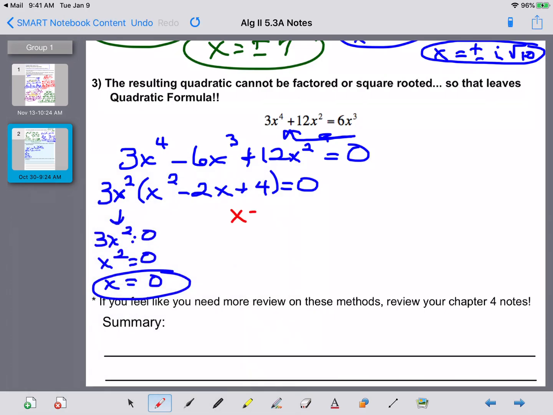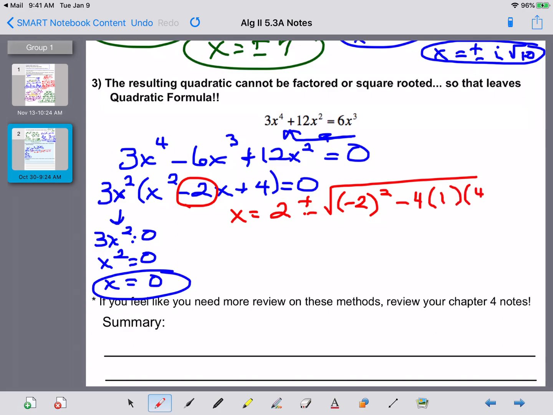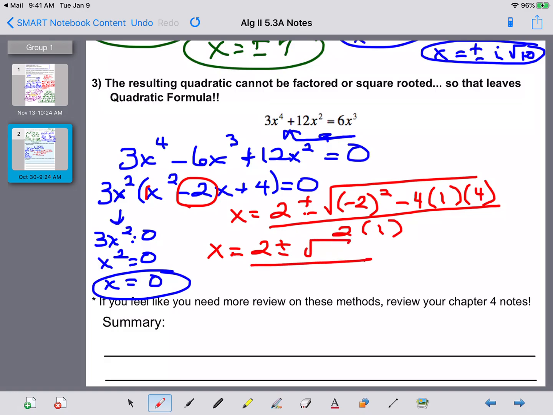So we're going to have x equals the opposite of b, and b is negative 2, so I'm going to need a positive 2, plus minus the square root, b squared, so negative 2 is going to get squared, minus 4 times the a value, which is 1, times c, which is 4. And it's all divided by 2 times a, which is that 1. Simplifying, we have x equals 2 plus minus our whole big piece under our square root. We'll come back to that in a minute. And we're dividing it by 2 times 1, which is 2.